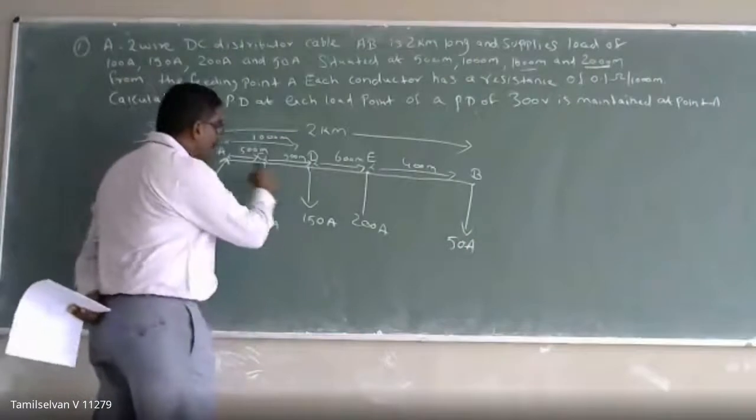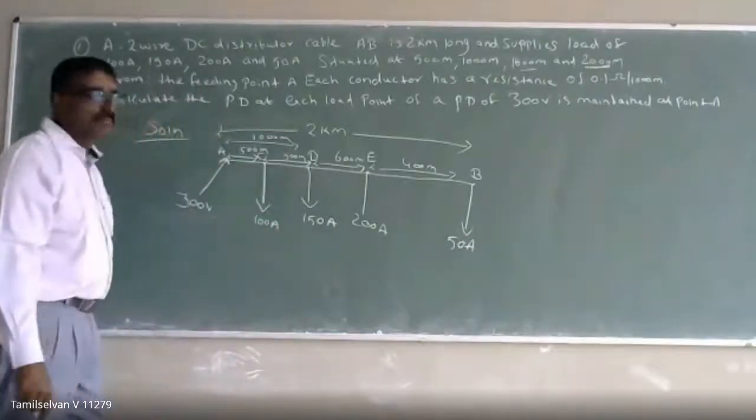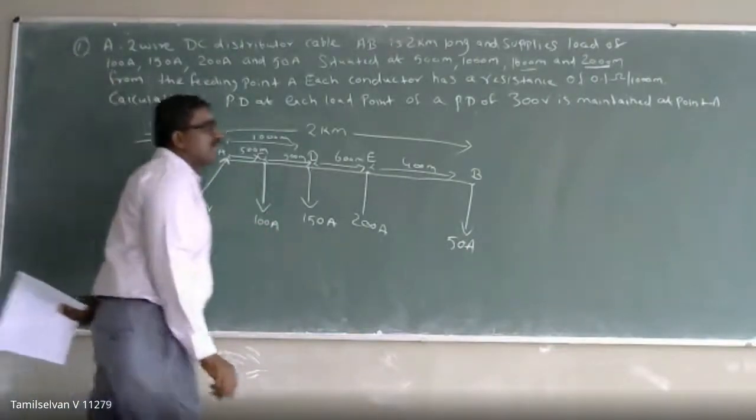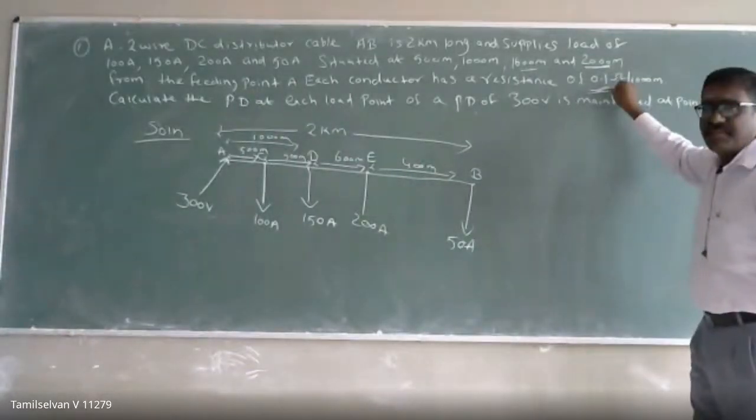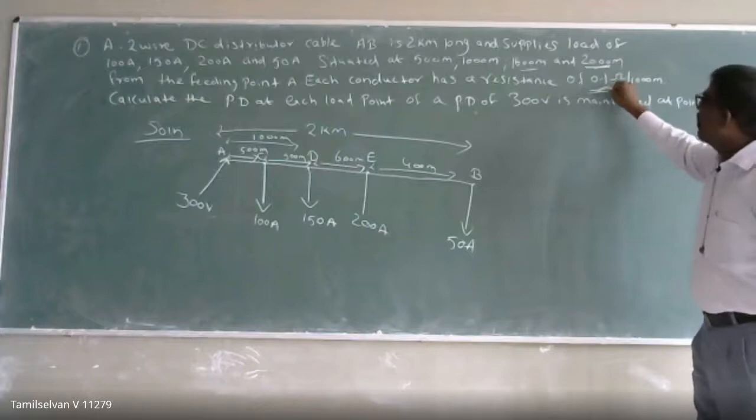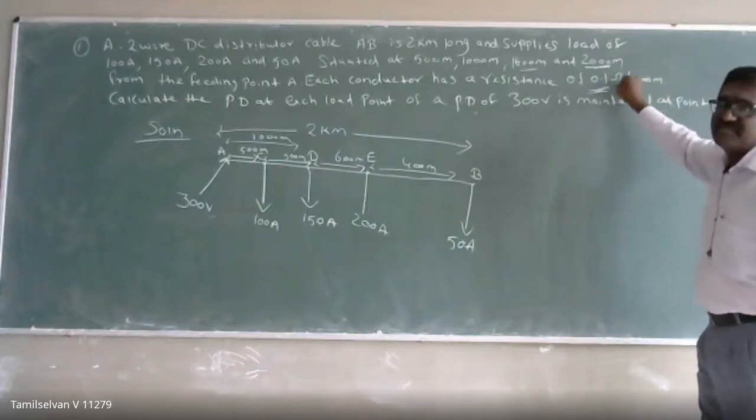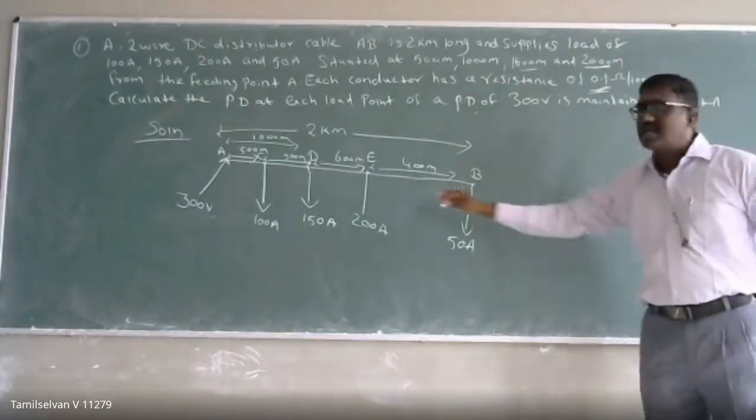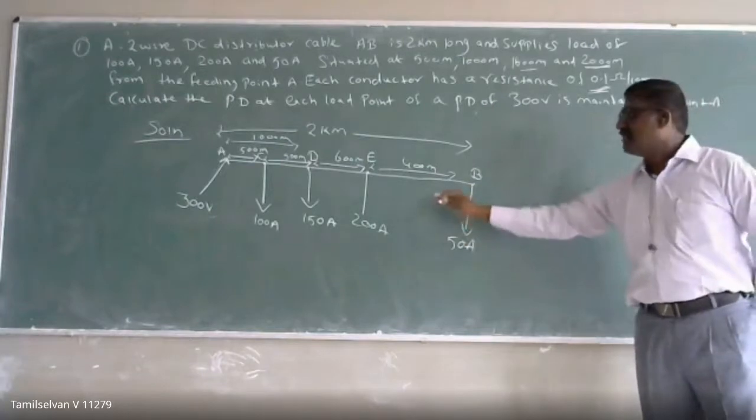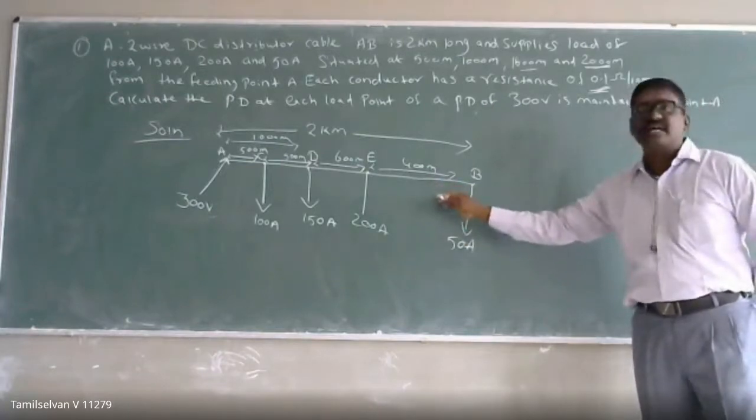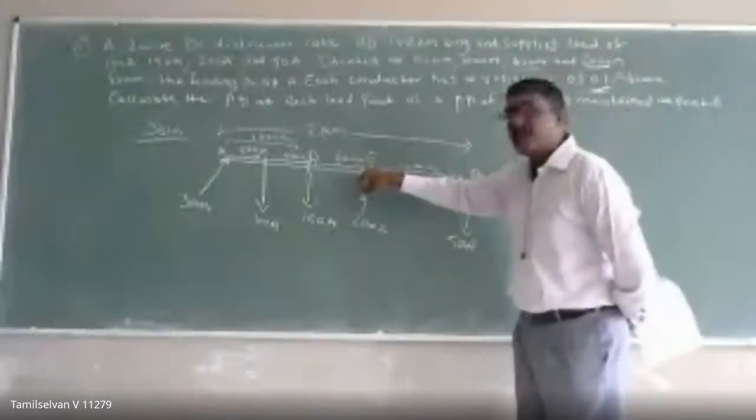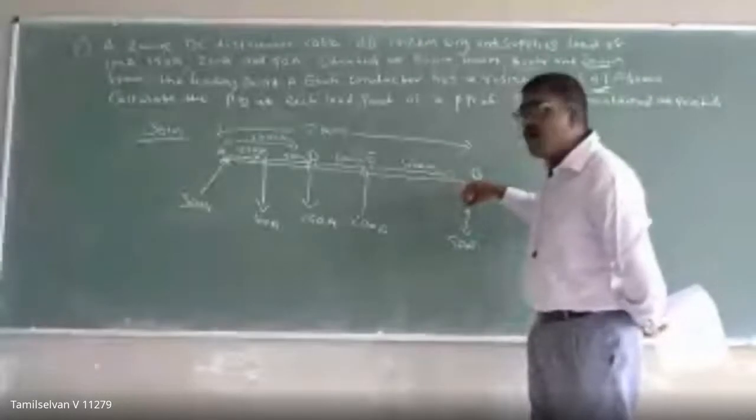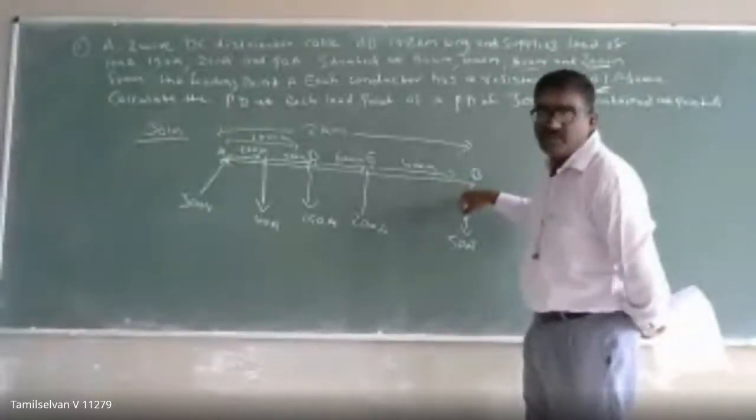Okay, so to calculate the potential difference, I have to know about my current, because they have given the resistance. What is the resistance they have given for each 1000 meters? I can calculate the section resistance. Then if I know the section resistance and the section current across this section, I can subtract this drop from this point and calculate the potential at my B point.